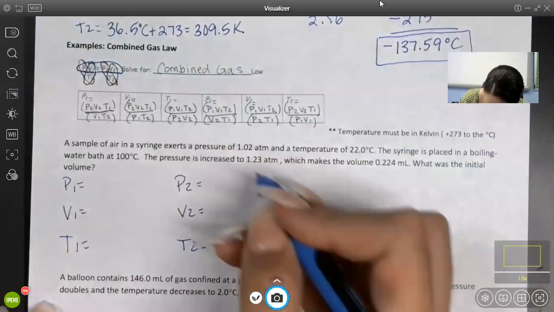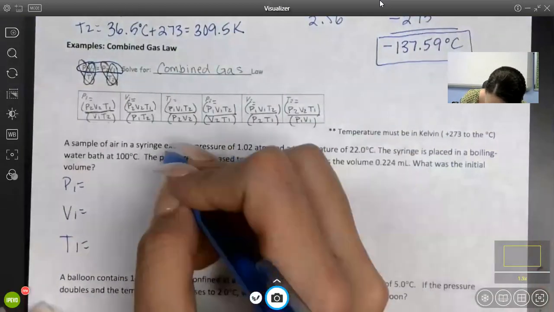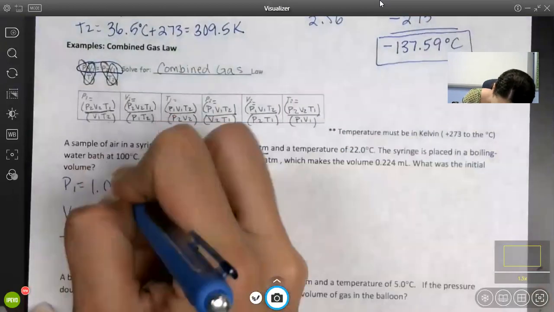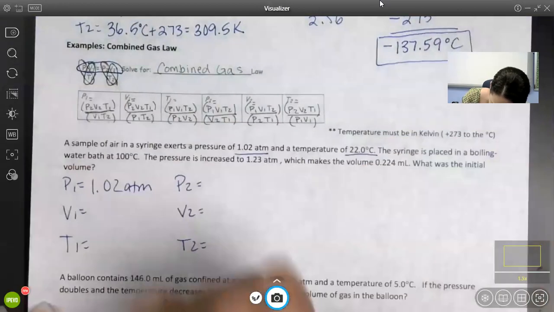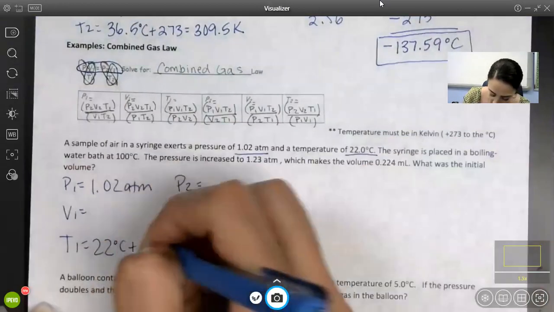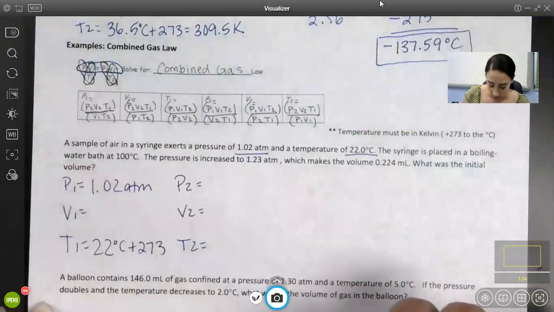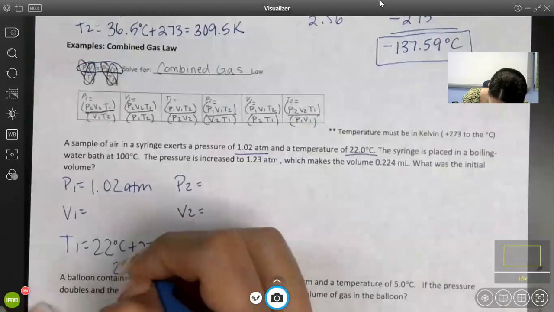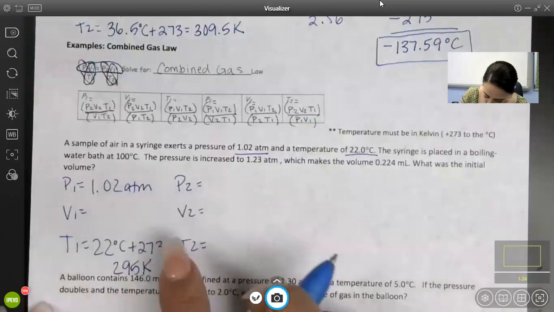Okay, so as you're reading, a sample of air in a syringe exerts a pressure of 1.02 atm and a temperature of 22 degrees Celsius. Again, add 273 to that, so that way it comes out to 295 Kelvin. They don't tell us the volume yet.